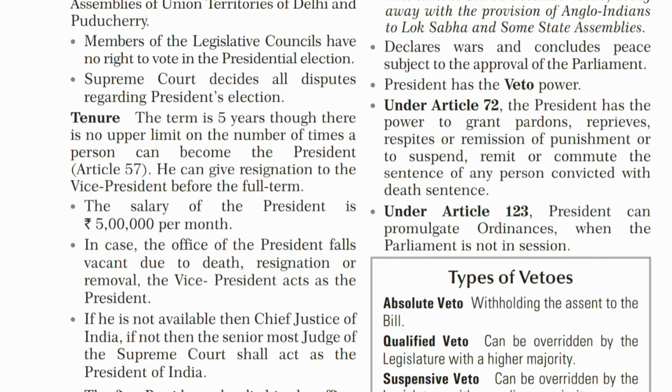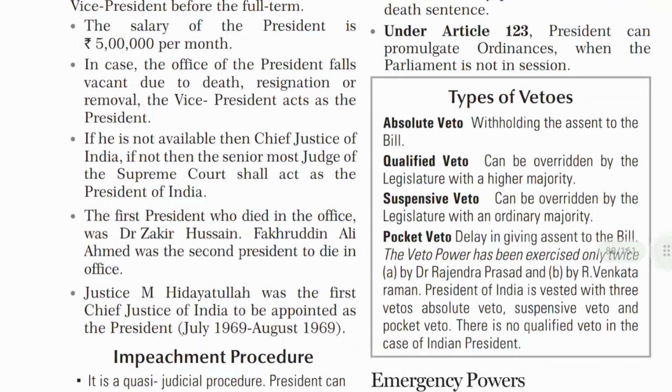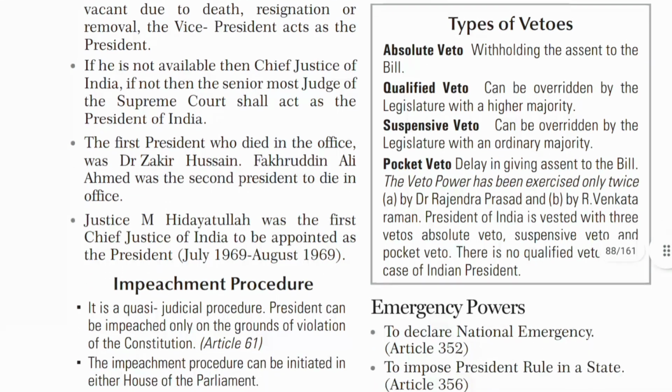He can give resignation to the vice president before the full term. The salary of president is 5 lakh per month. In case the office of the president falls vacant due to death, resignation, or removal, the vice president acts as the president. If he is not available, then Chief Justice of India. If not, then the senior most judges of Supreme Court shall act as the President of India.